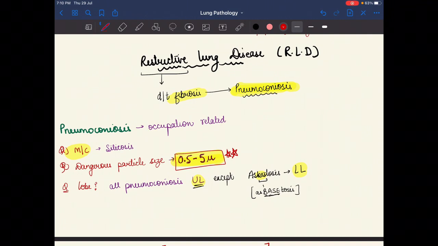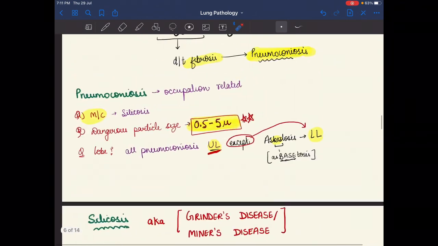And for the lobe involved in pneumoconiosis, in all the pneumoconiosis the upper lobe is involved, except in asbestosis, in which the lower lobe is involved. As the name suggests, asbestosis, we can make asbestos as base, meaning the base of the lung, that is the lower lobe, so the lower side. It occurs on the lower side, and all other pneumoconiosis in the upper lobe.